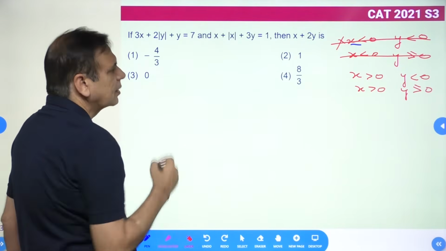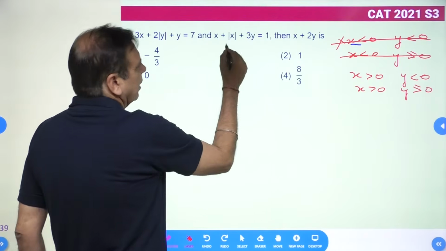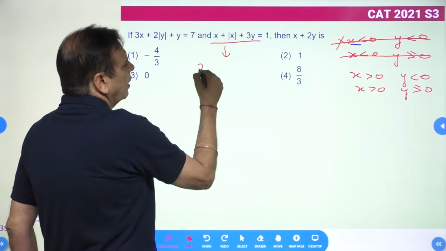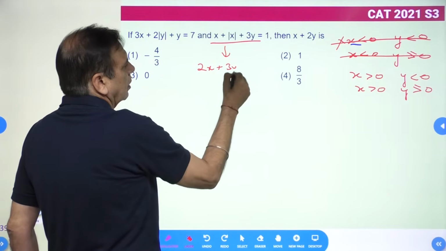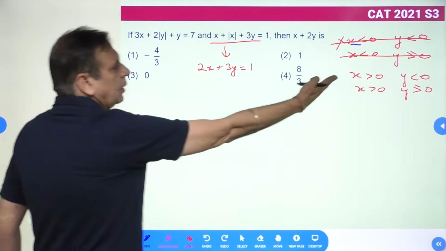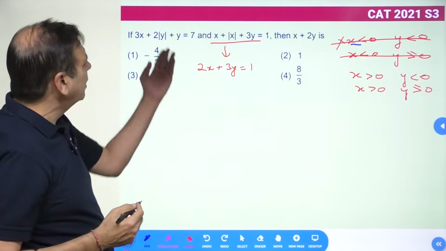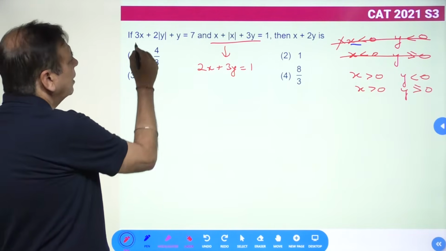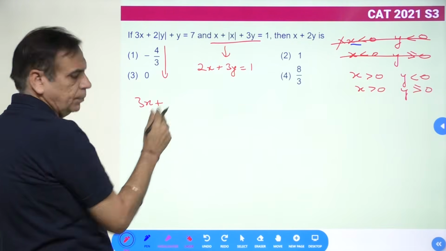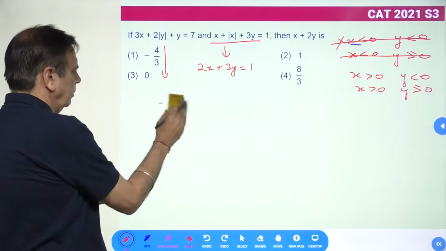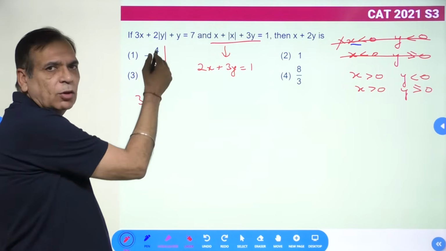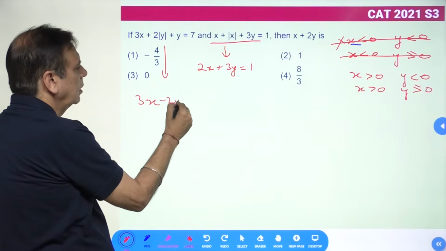Okay, if x is greater than 0, what happened? Now we are at the third case. If x is greater than 0, what does this equation become? 2x plus 3y equal to 1. Okay, so I'll look at this third case now. Let's take y less than 0. If y is less than 0, what will this equation become? 3x, sorry, 3x, what will 2y of mod y become? Minus 2y.